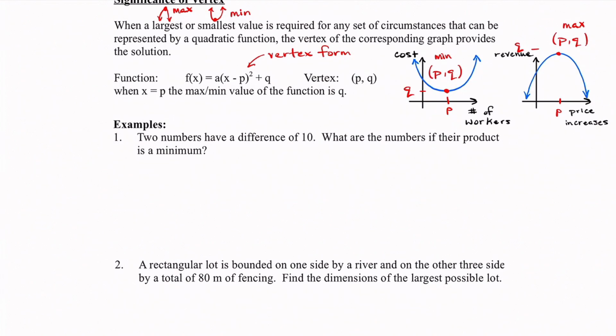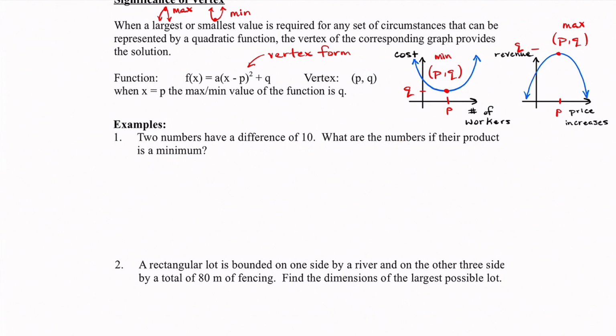Next we are into our examples here. The first one says, two numbers have a difference of 10. What are the numbers if their product is a minimum? First thing we're going to do, we're going to start out with this first sentence here. We're going to try to come up with some information with that, and then we'll look at the next sentence.